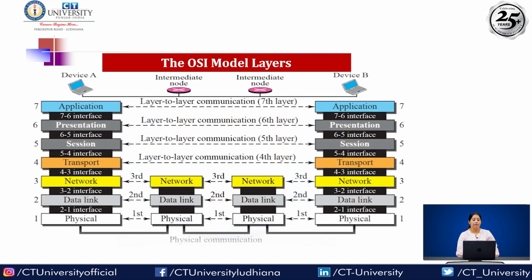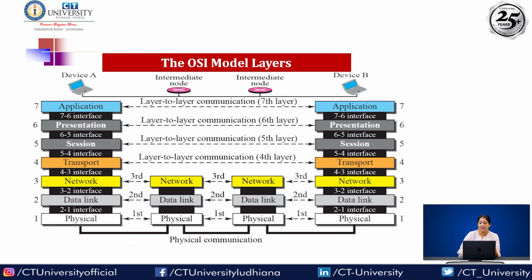Now, on the sender side, or you can say on the device A side, and the device B side, equally 7 layers will work. From device A, it will work from the application layer to the physical layer, and on the side of device B, it will work from the physical layer to the application layer. So, in device A, we have the application layer, presentation, session layer, transport, network, data link and physical layer.